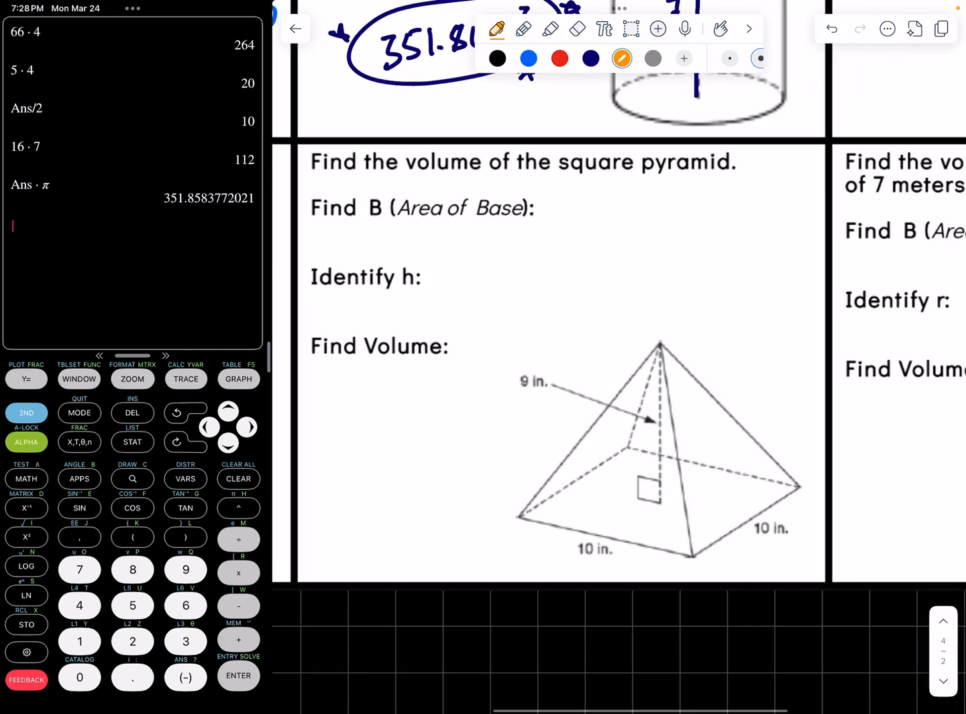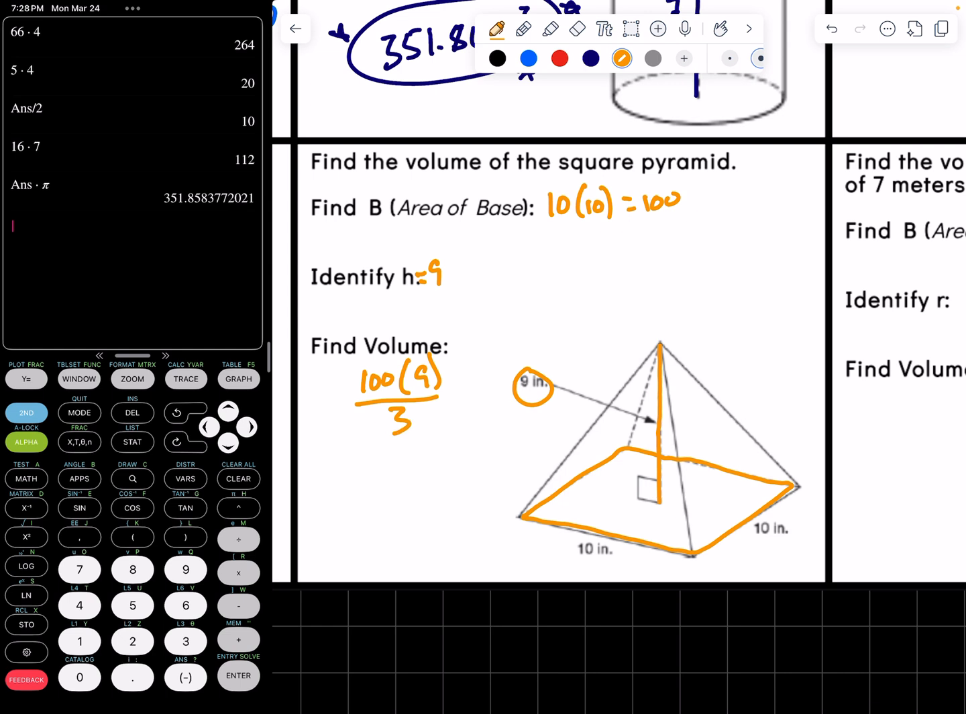Down here, find the volume of the square pyramid. So the height of my pyramid is going to be 9. My area of the base is going to be right here. So 10 times 10, which equals 100. And the volume is going to be the area of my base, 100, times the height, 9, divided by 3, because we are dealing with a pyramid, not a prism. So we're going to take 100 times 9, divide it by 3, 300 inches cubed.